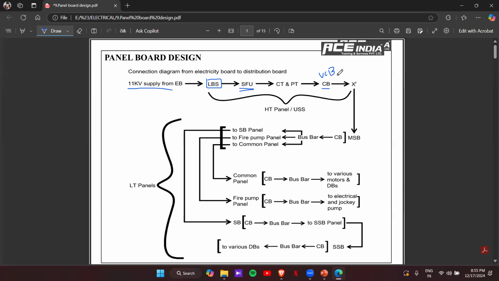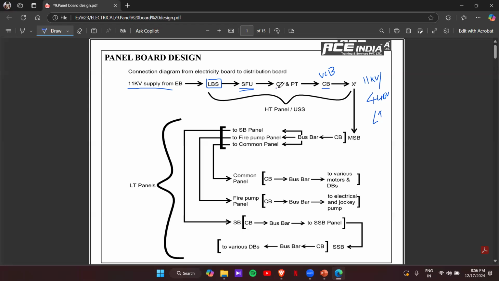Then we have the transformer. What is the purpose of the transformer? It's a distribution transformer, or step down transformer. The transformer will step down the 11 kV supply voltage to 440 volts. So the HT is converted to LT, low tension. Clear?